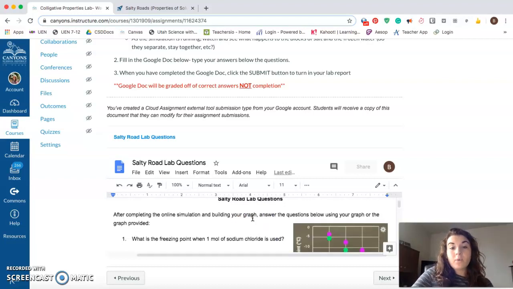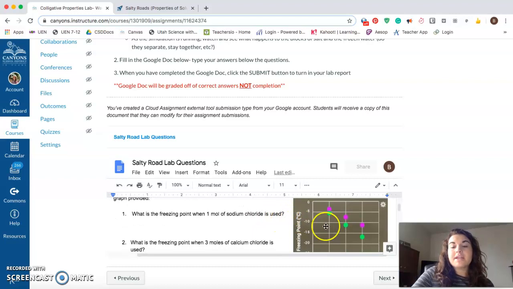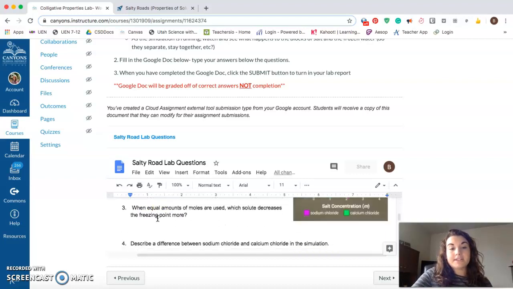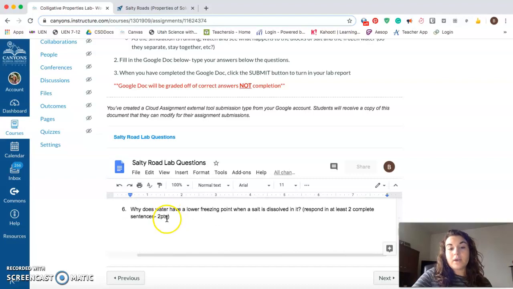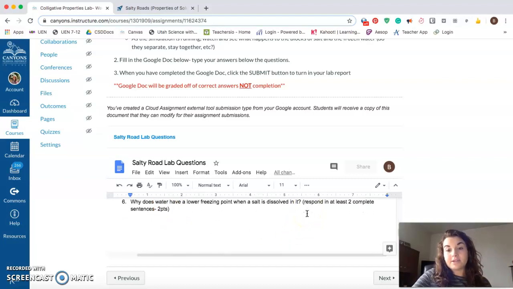So here are some questions you need to answer. You can either use this graph to answer the questions or the graph you just made on your simulation. And you're just going to type right in here your answer to your question. So here are my answers. Beautiful. And you're going to do that for each of them. There are 6 questions to answer. This last question is 2 points, and I do require 2 complete sentences to answer this question.